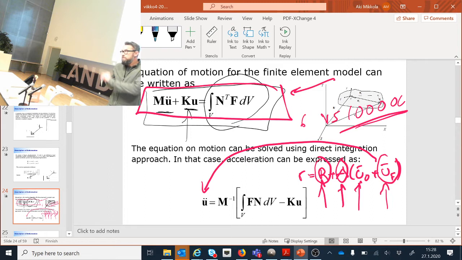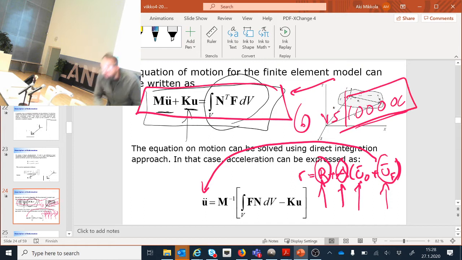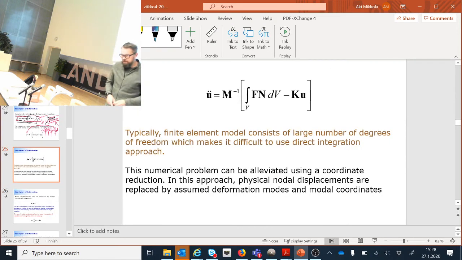And again, let me emphasize this. You have to solve this every single time step. So it's not enough to solve 6 every time step and then this 100,000 every now and then. No, that's not all right. You have to solve them every single time step. That's why we have to do something for this 100,000. What we will do is a modal reduction. Modal reduction is something that we're going to take a look at next.